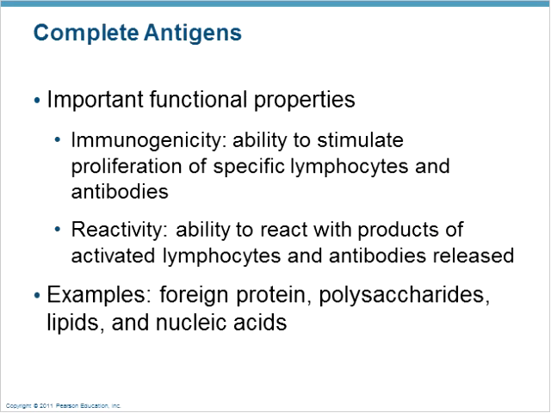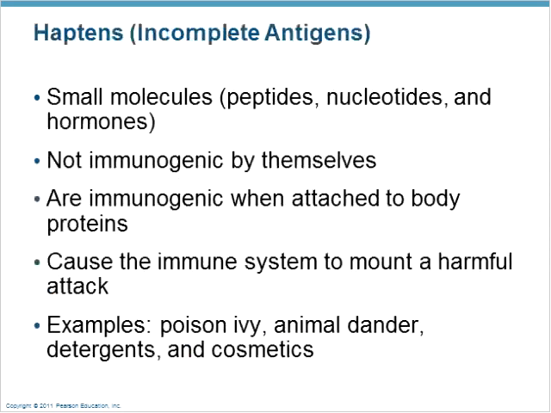Now, antigens come in a couple flavors. We have complete antigens, and their important functional properties include immunogenicity, that is the ability to stimulate proliferation of specific lymphocytes and antibodies. So that complete antigen causes our body to send out specific lymphocytes and create specific antibodies to fight that antigen. They also have reactivity, which is the ability to react with products of activated lymphocytes and antibodies released. So those are important functional properties. Examples are foreign proteins, polysaccharides, lipids, and nucleic acids. These are all foreign elements.